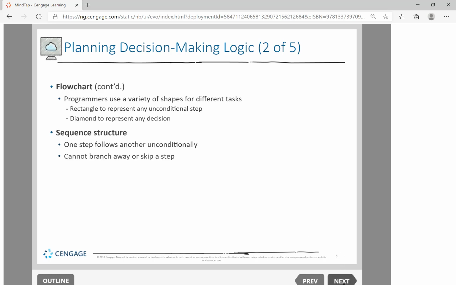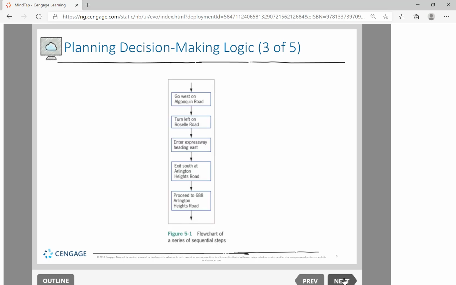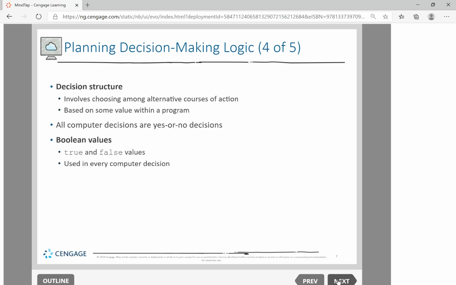And there's also something called a sequence structure. It's where one step follows another unconditionally. So we'll take a look at some of these items. So here's a flowchart. Let's say you're trying to drive around, and first you need to go west on Algonquin Road, and then next you turn left on Roselle Road, enter expressway heading east, exit south. So it's when you go through a series of steps, and that's what a flowchart looks like.